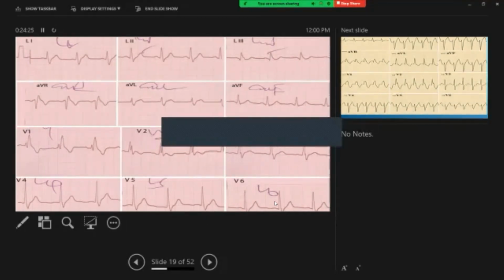In lead V6, there is a greater amplitude R wave followed by a low amplitude S wave with broad base. So this is a slurred S wave. The RS ratio is more than 1 in this beat. To confirm the diagnosis of right bundle branch block, the RS ratio in V6 should be more than 1. And look at lead 1, you can see slurred S wave here. If the axis is normal, you will see the RS ratio again greater than 1 here and the slurred S wave. So this is right bundle branch block.